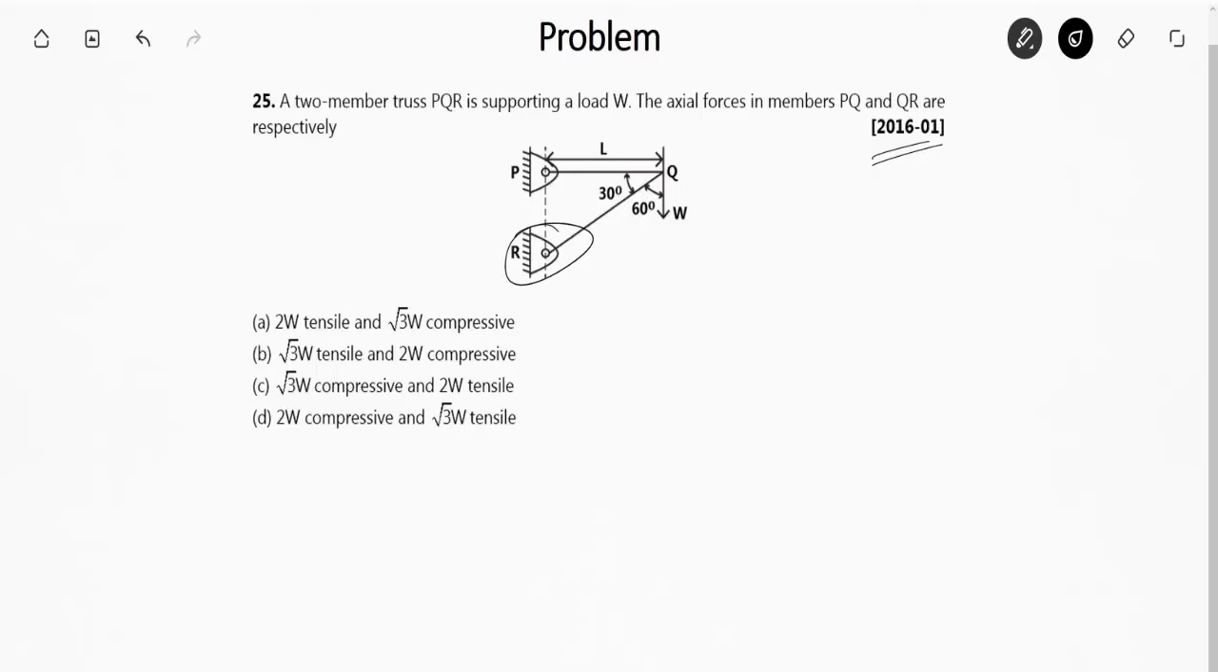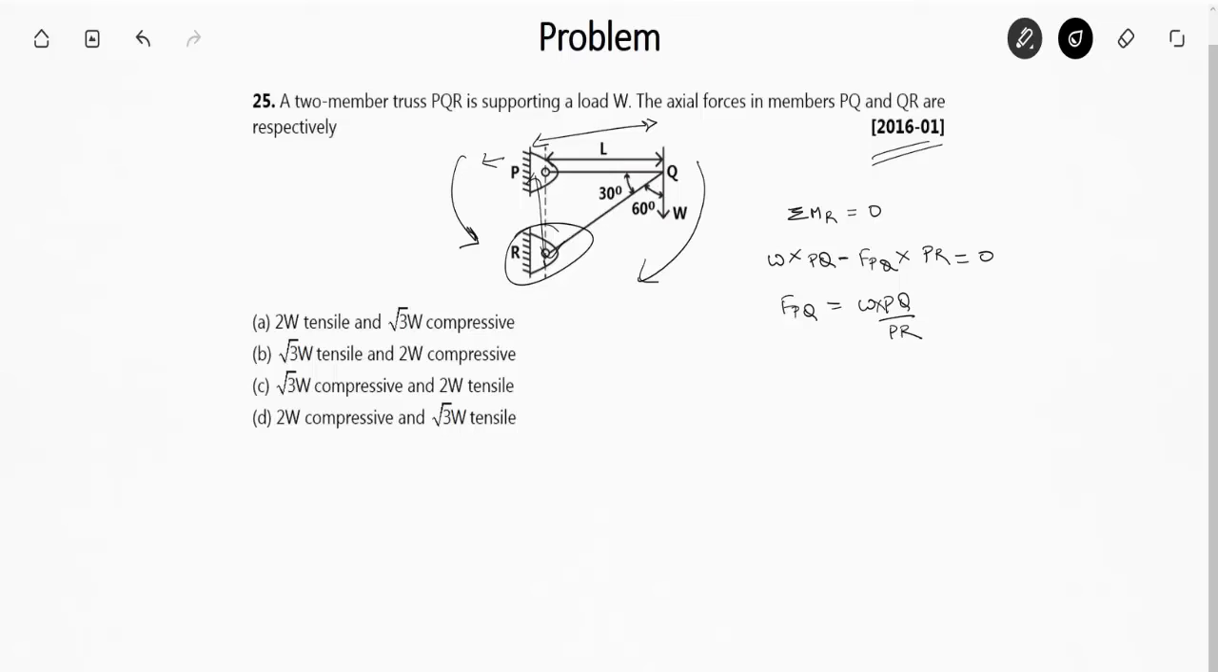So friends, again I will take the moments around R equals to 0. You will find that W is having moment in this direction. So W into this length. This length is PQ. So W into PQ. If it has to be balanced, then the force of PQ will be in this direction. So minus FPQ into the distance, which will be PR, equals 0. So F of PQ can be written as W into PQ upon PR.